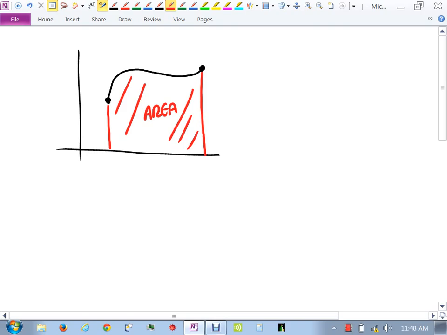But think about what you're doing. You're trying to find the area of a figure that is not a circle, it's not a rectangle, it's not a square, it's just some arbitrary shape. So how do you find areas of things like that, right? It's kind of strange.